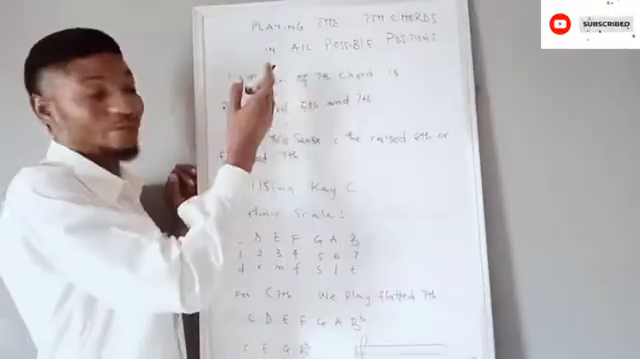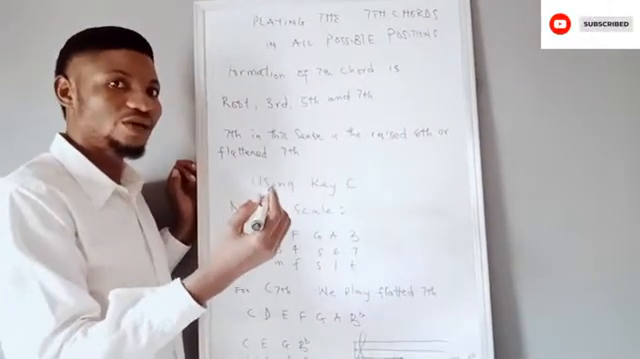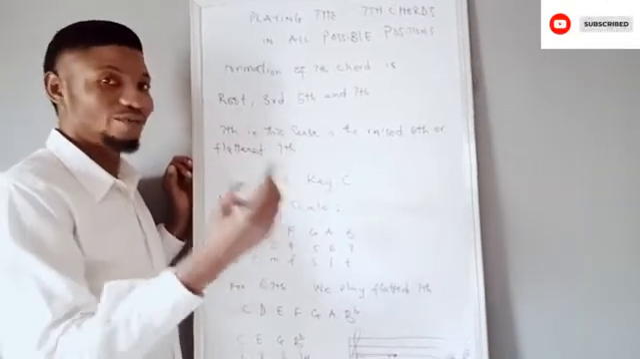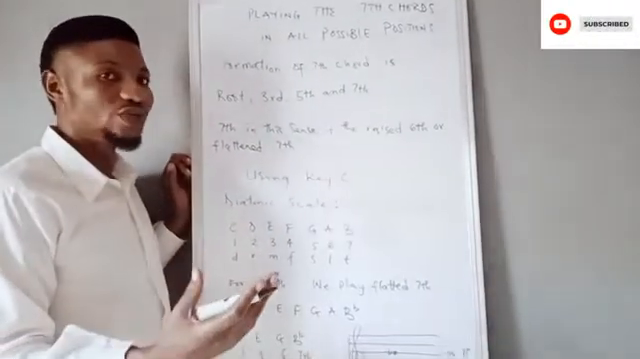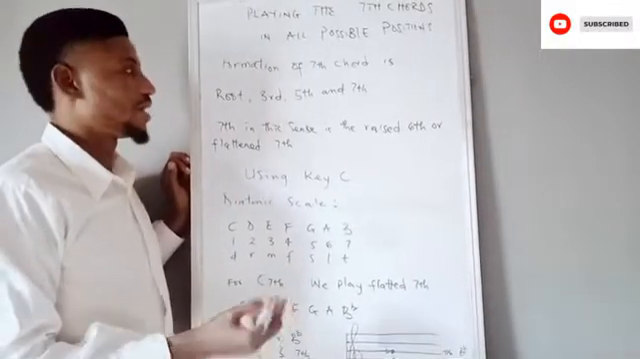I'm going to be using C major as an example. Why? Because C is a natural key, like I've been using in most of the videos. C is a natural key and it's easy for people to relate with. All right, because it has no sharp, it has no flattened notes. All right, let's move on.